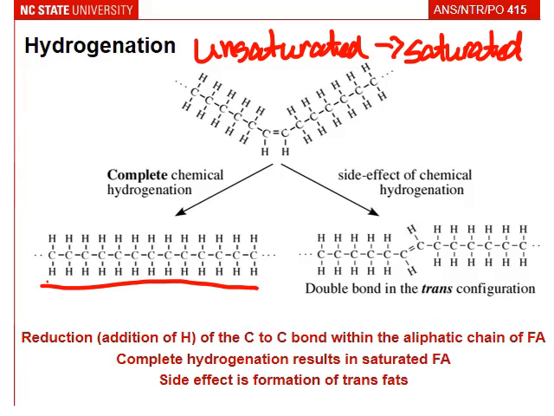The downfall to this process is where we go from our cis. So up here we have a cis bond where the hydrogens are on the same plane, to where we have a trans configuration. So you could see our hydrogens are on opposite planes. And we'll talk about this in more detail in a few minutes. So with hydrogenation, we're able to reduce the amount of hydrogens from our carbon double bond, and if we have complete hydrogenation, we get a saturated fat. The side effect is the formation of the trans fats.